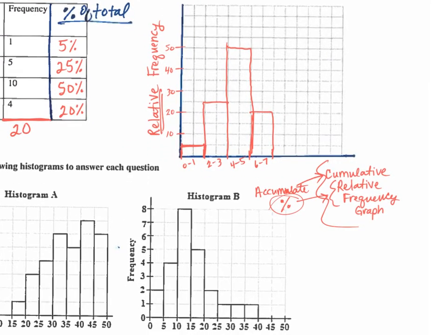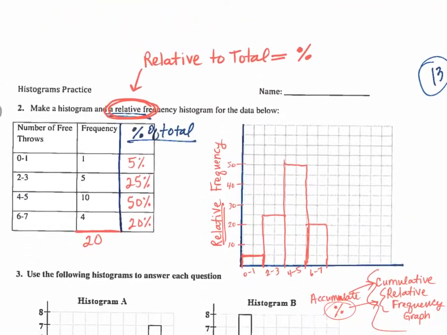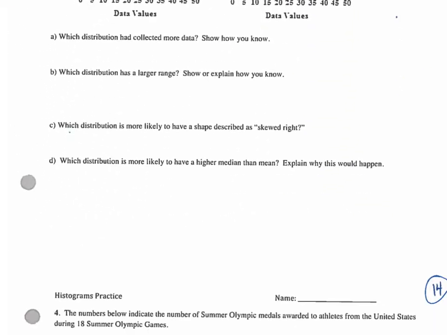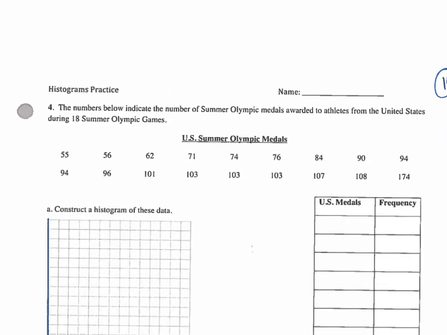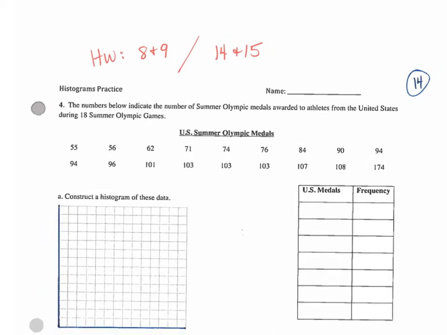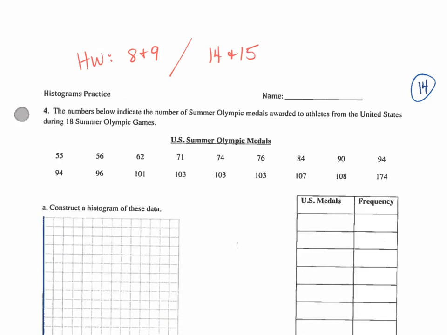So your homework for this little mini lesson is pages 14 and 15. Okay? So in summary, you are doing pages 8 and 9 over standard deviation, but then you're also doing pages 14 and 15 over these histogram practices. And that's your homework.